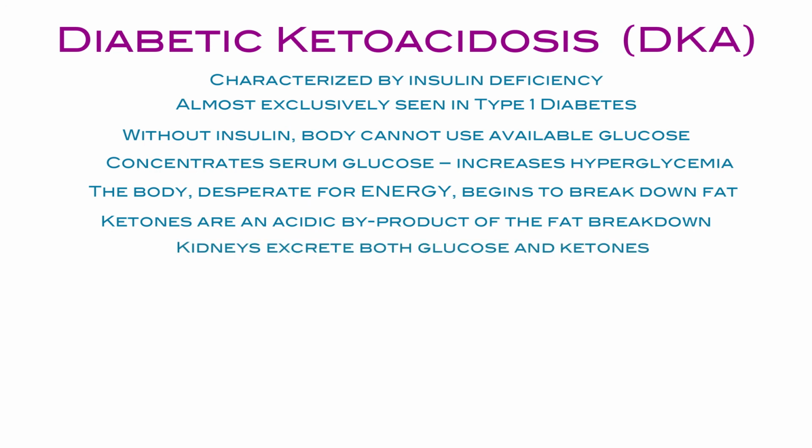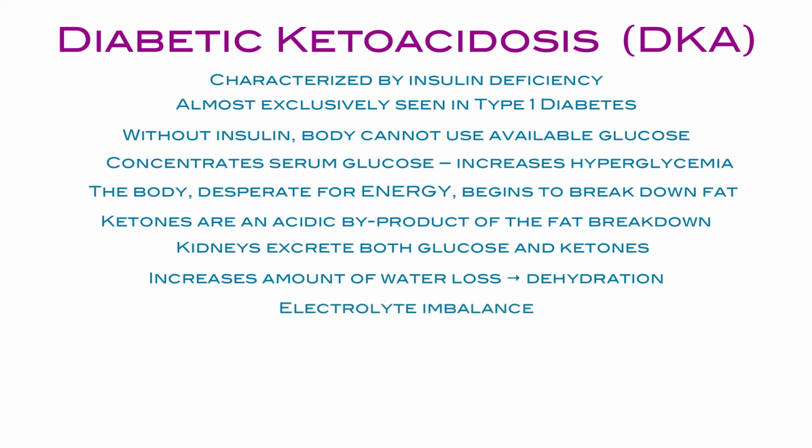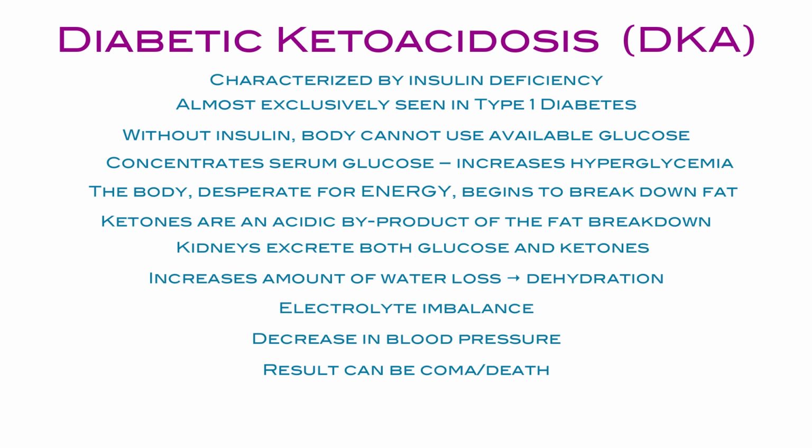Due to the high levels of unusable glucose and rising levels of ketones, the kidneys try their best to remove them from the blood. However, the kidneys are soon working beyond their ability and begin to pull in large amounts of water from the body. This causes osmotic diuresis. This increases the amount of water loss, which usually ends up with dehydration. The dehydration causes an electrolyte imbalance, which can cause a decrease in blood pressure. The end result may be a coma and sometimes even death. Diabetic ketoacidosis is on the opposite spectrum of severe low blood sugars.